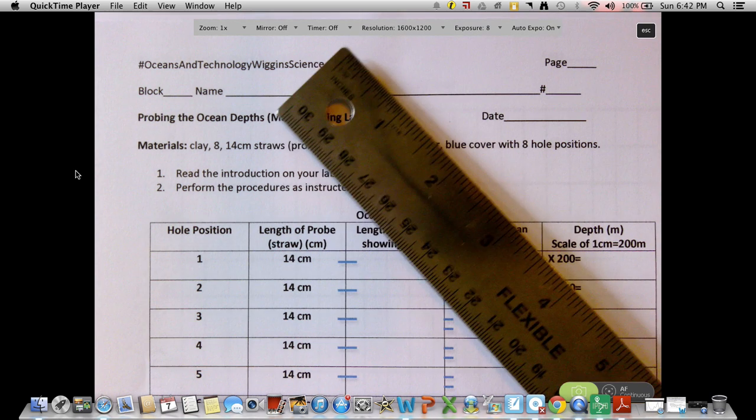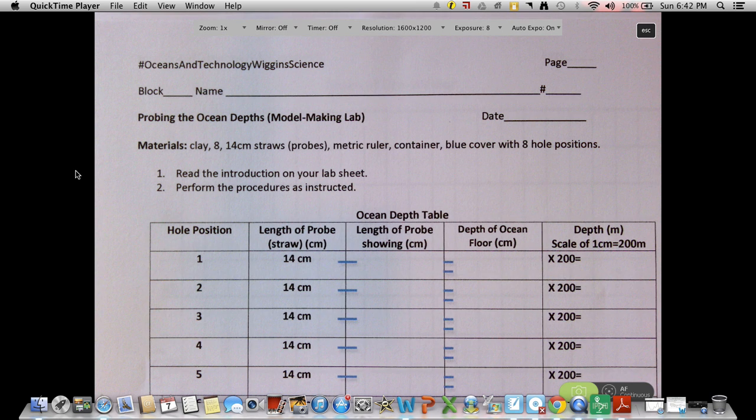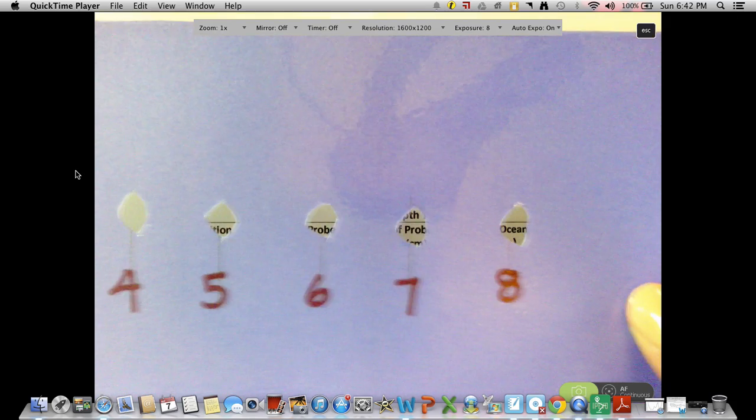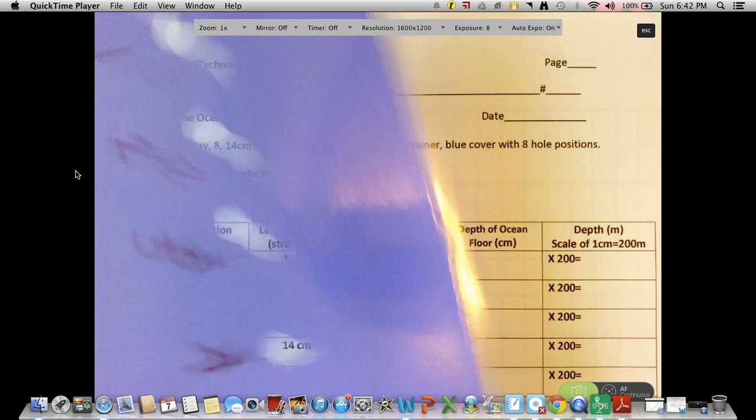If you're watching this video, you will actually follow along with me and plot your data with me. In class, we're actually doing this experiment. You also need a blue cover that has 8 holes punched in it.